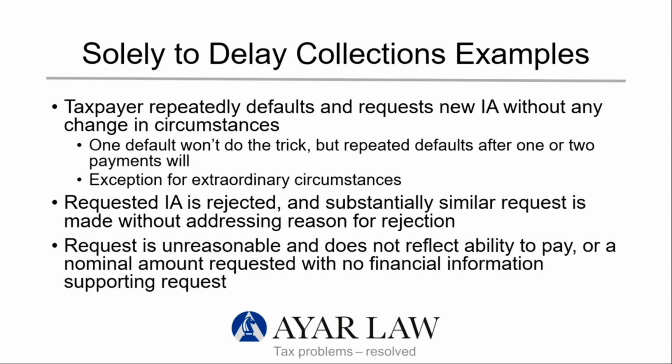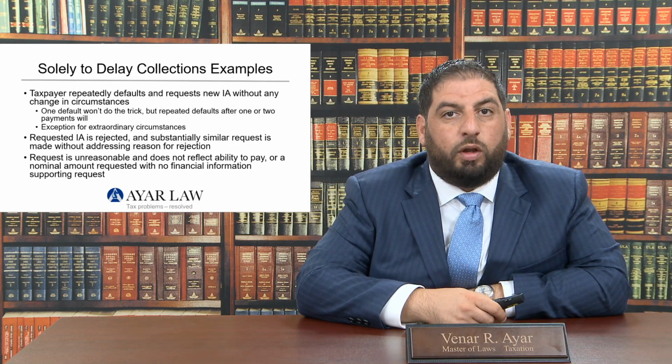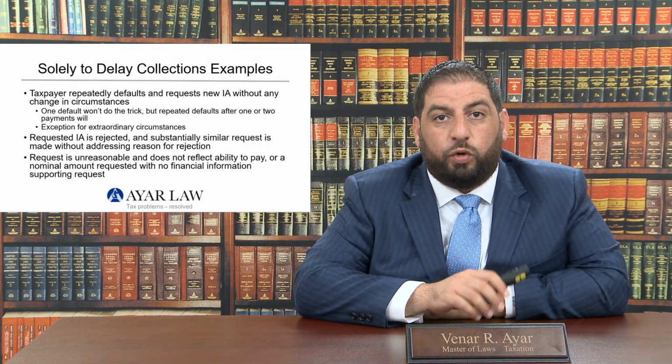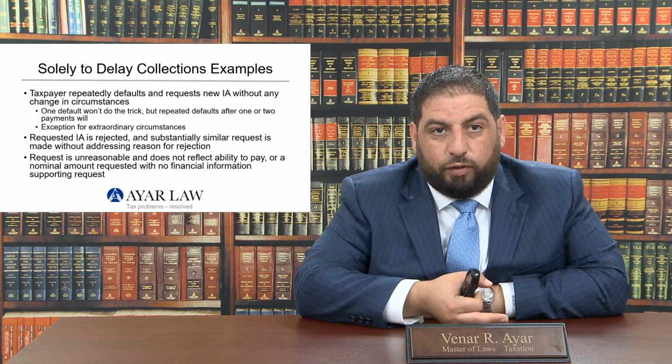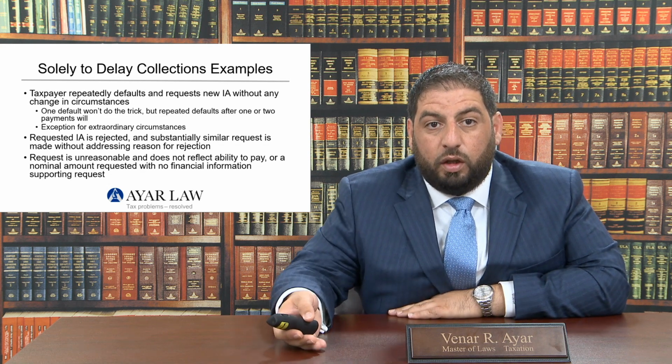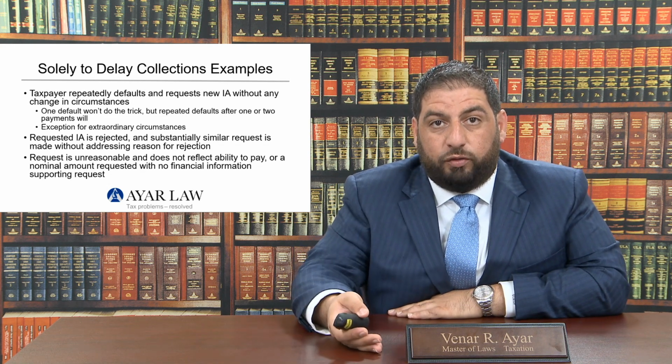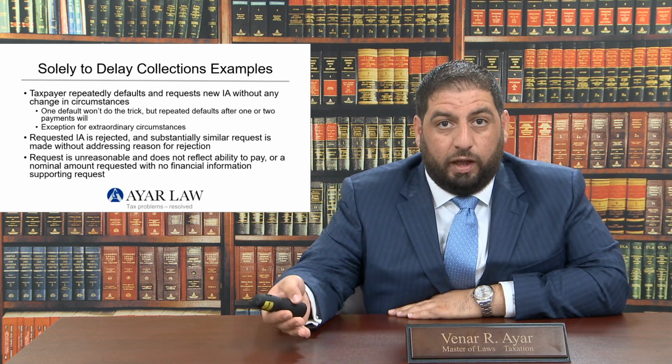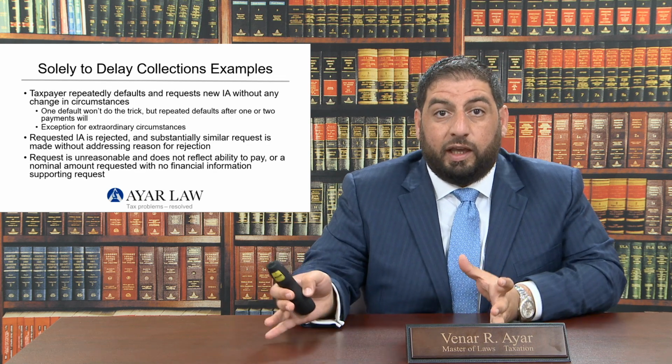Or a nominal amount was requested and no financial information was provided to support the request. Now, just having a low payment relative to the debt is not enough to be unreasonable. Remember, my guy was paying $25 on $13 million. Well, that was because his financial information supported the request. It was not unreasonable in light of his circumstances.